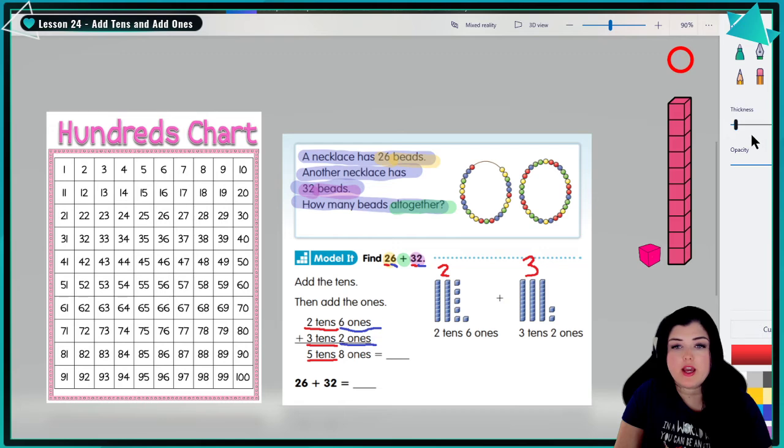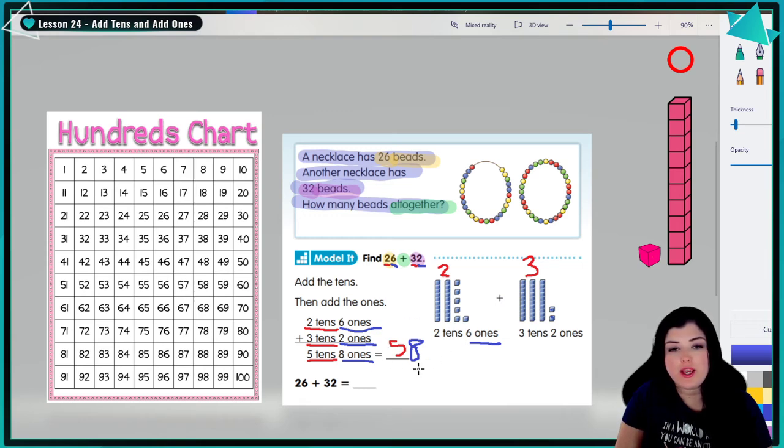And then I'm going to add my ones. I know that there are 6 ones in 26, so I'm going to start with that number because it's bigger than this number. And I'm going to count on. So 6, 7, 8. And 8 ones. 5 tens and 8 ones makes what number? If I have a 5 in my tens place and an 8 in my ones place, what number does that make?